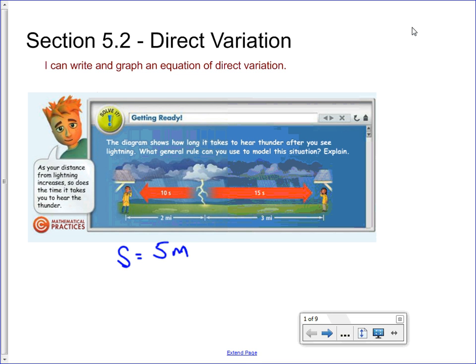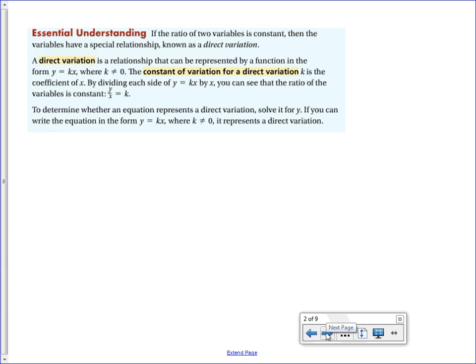Okay, so let's take a look at the next slide. What we're going to be looking at today is direct variation. So, essential understanding: if the ratio of two variables is constant, then the variables have a special relationship known as direct variation. A direct variation relationship can be represented by a function in this form. Here's the big idea: y is equal to kx, and k cannot be equal to 0. The constant of variation for direct variation is k, the coefficient of x. By dividing each side by x, you can see that the ratio to find k is this.